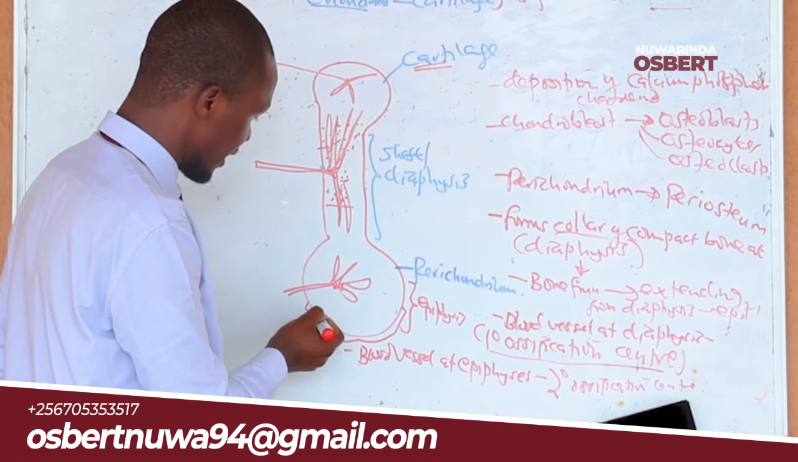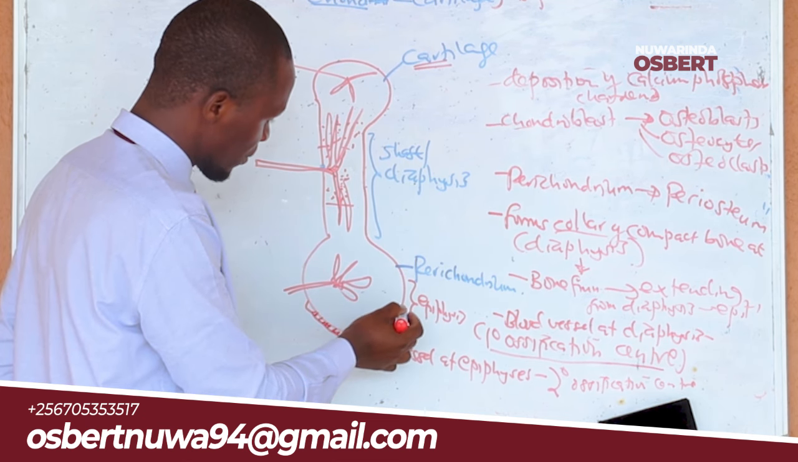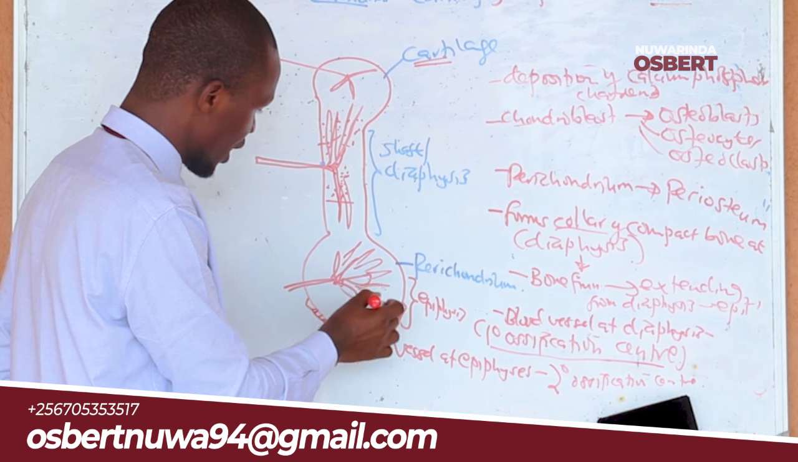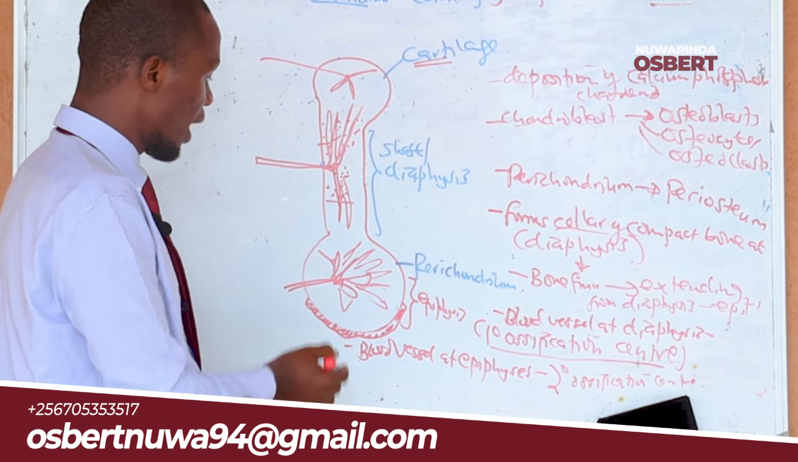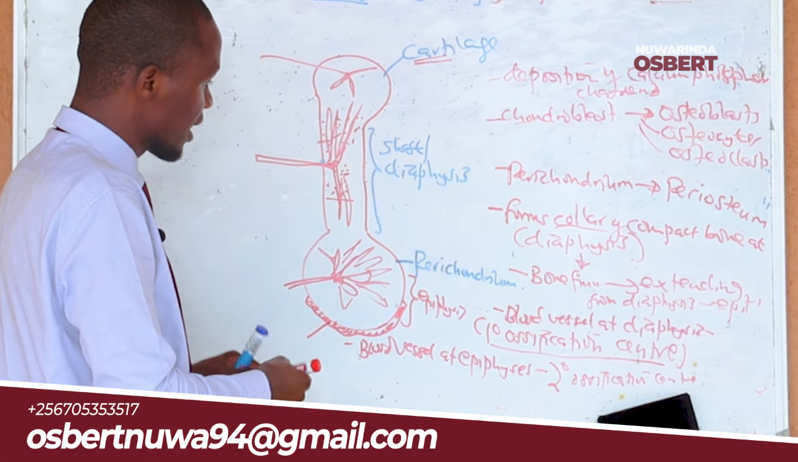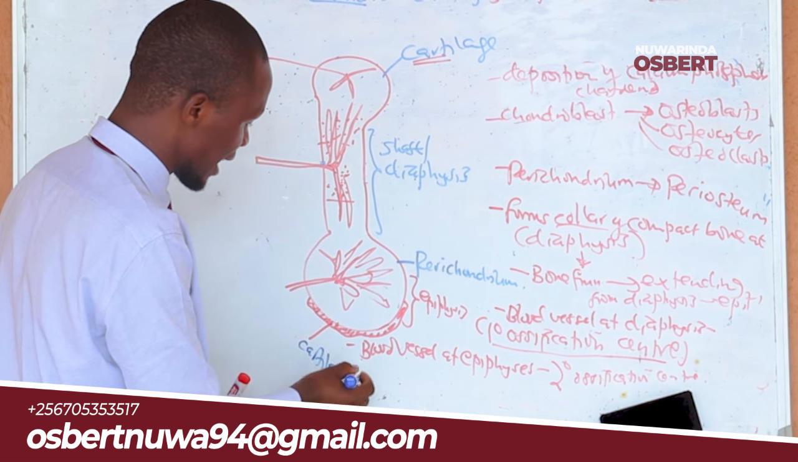ossified. All these other parts will undergo ossification, and then there will be a small layer at the extreme end where the blood vessels will not be able to reach. That will leave a thin layer of cartilage at that point.